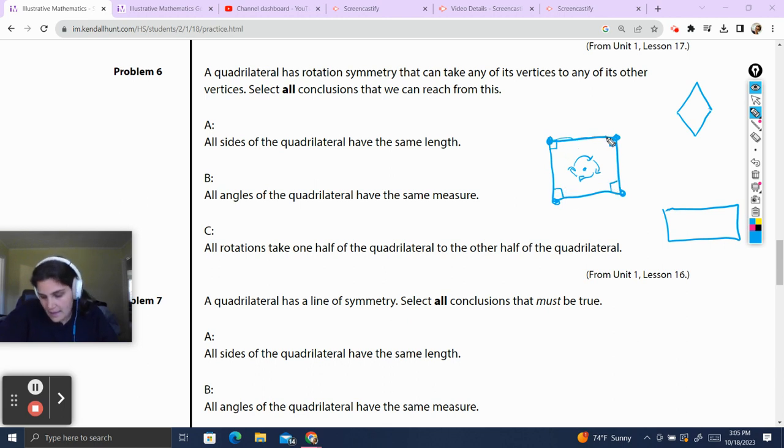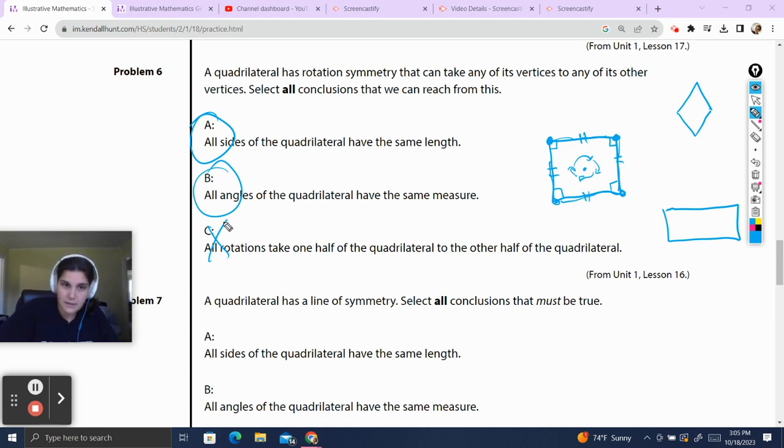And then this side is going to go from this side to that side to this side to this side as we're rotating. So the side lengths are going to have to be the same. So now that we know that this is true, let's look at our answers and see what matches. All sides of the quadrilateral have to be the same length. Yep. All angles of the quadrilateral have to have the same angles. Yep. All rotations takes 1/2 the quadrilateral to the other half of the quadrilateral. This is going to take this one over here and this one over there. I don't think 1/2 is going to the other half, so I'm going to cross them out. And that's it.